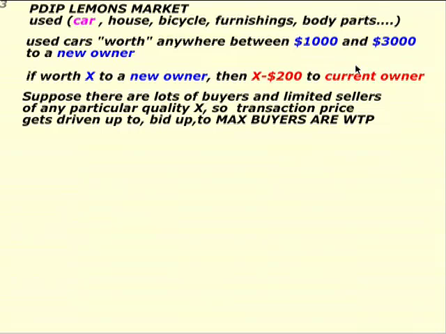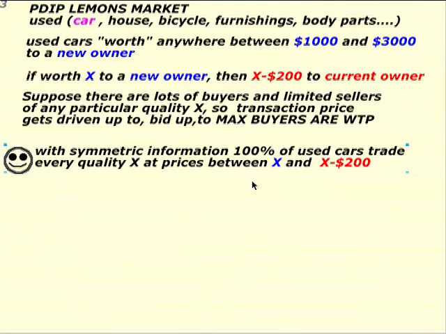Okay, so the idea is that there's a lot of qualities X out there in the market. The current owners and potential new owners have valuations of it, and the current owners value it less. Perhaps that's because they know more about it, but they value it less than the blue guys. And we suppose there are lots of buyers and sellers of any particular quality. So what tends to happen is that for any particular quality, if we knew what it was, the transaction price would get bid up to the maximum amount that the buyers are willing to pay. So we just keep that down as a little heuristic.